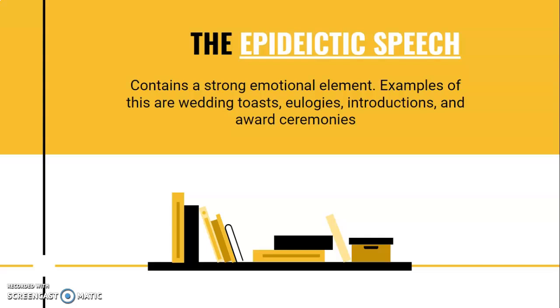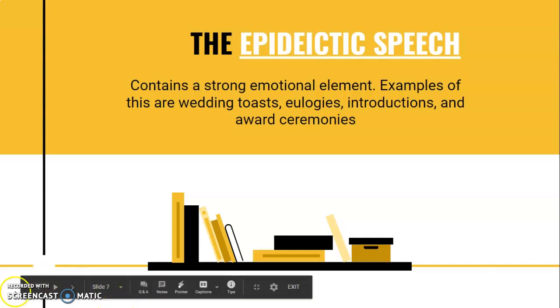So big examples of this are wedding toasts, eulogies at someone's funeral where you're talking about a person and reflecting on good times and bad, self-introductions, introductions of others, and award ceremonies where people give a speech about the honoree or whoever's winning the award. All right, and that covers the speeches that we're going to talk about in this chapter.